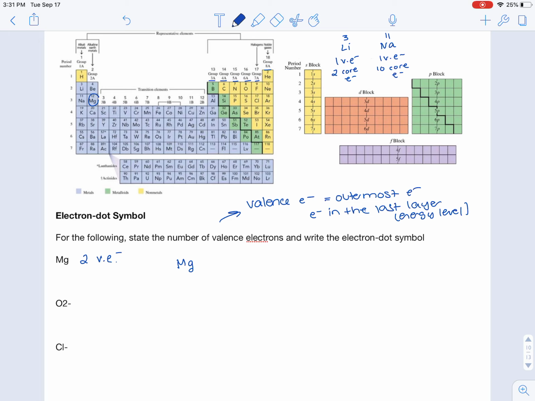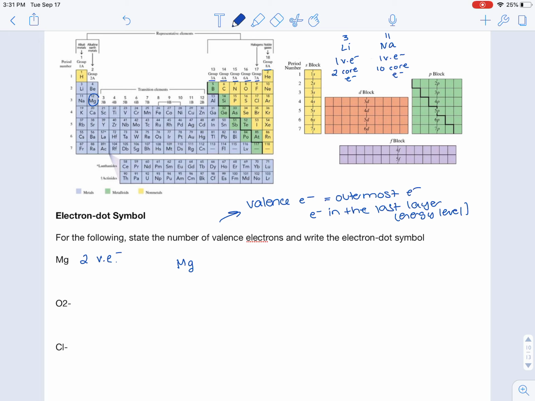So, looking at the next one, oxygen, but 2 minus. 2 minus means gained 2 electrons. So if we just look at oxygen by itself, it's in group 6A, so it has 6 valence electrons. Therefore, oxygen 2 minus gained 2, so it has 8 valence electrons.